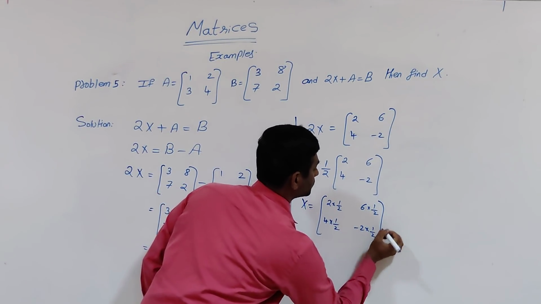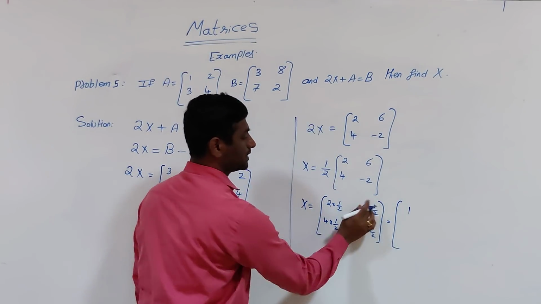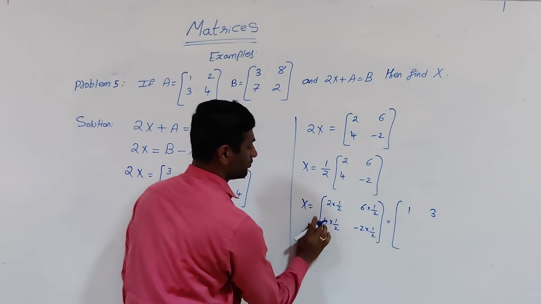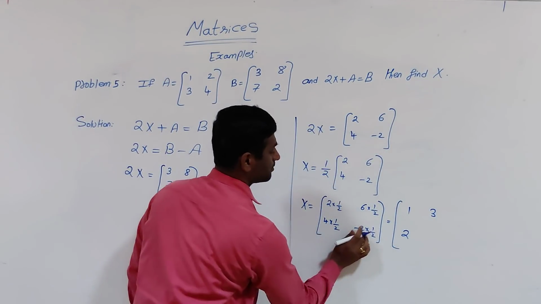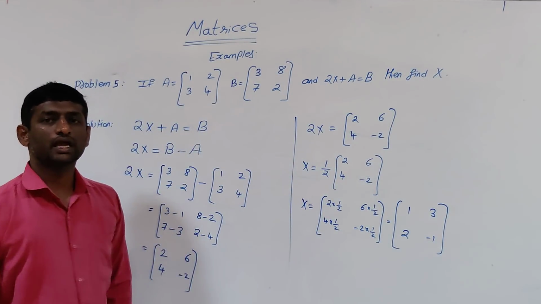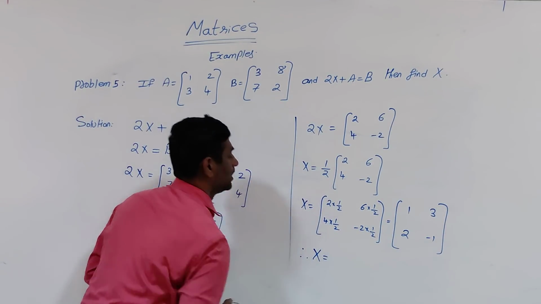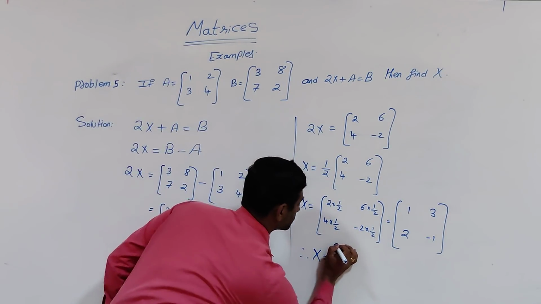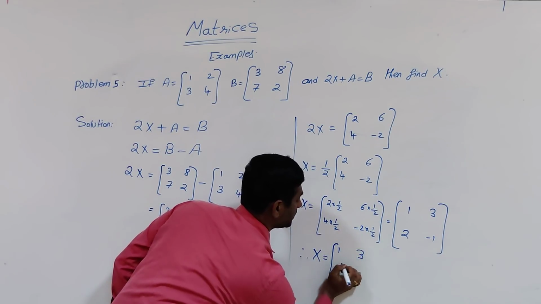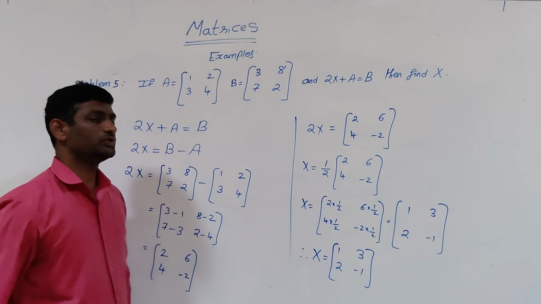That gives 2 into 1 by 2 is 1, 6 into 1 by 2 is 3, 4 into 1 by 2 is 2, and minus 2 into 1 by 2 is minus 1. So that gives the matrix capital X. So therefore capital X is equal to 1, 3, 2, minus 1. So this is the solution.